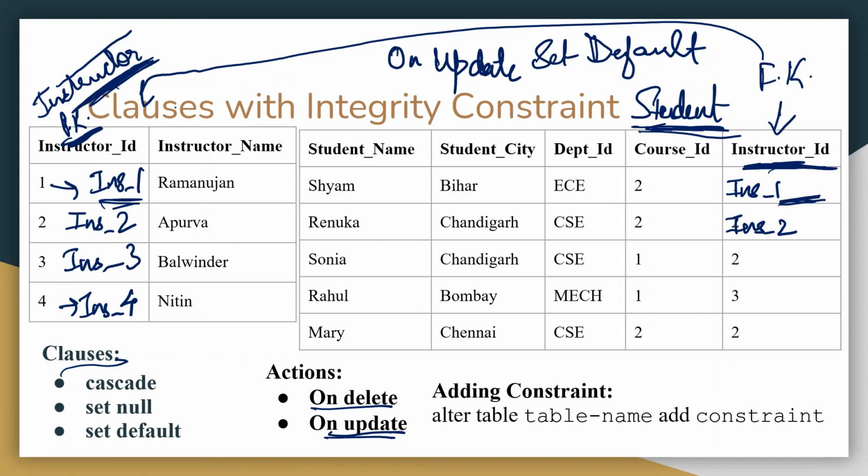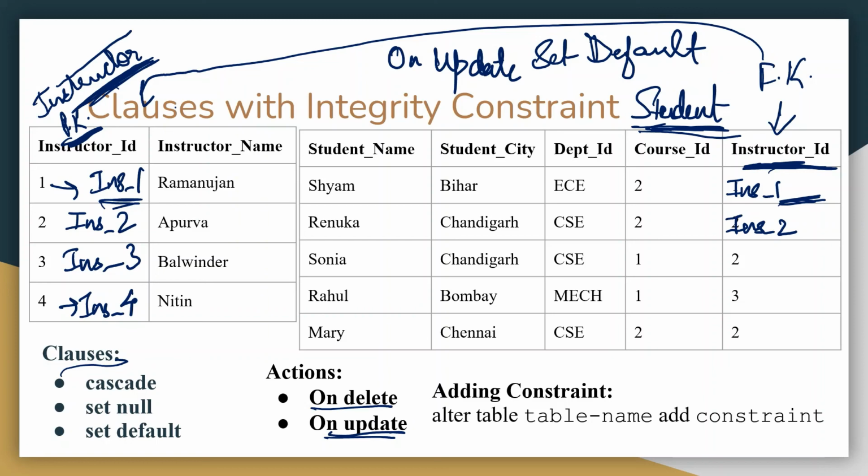But then will it keep the database in a consistent state? No. Why? Because the IDs are different. Okay, so you also need to make sure which kind of clause will actually help you to keep the database in a consistent state. Similarly, on update set default will also not keep the database in a consistent state in this example. So which kind of clause you need to apply will depend on the type of change you are making to your database.